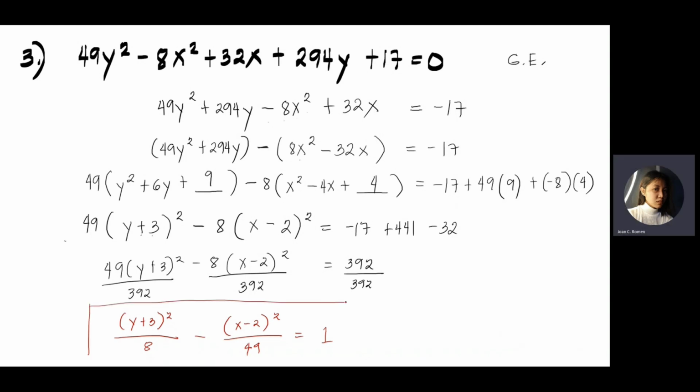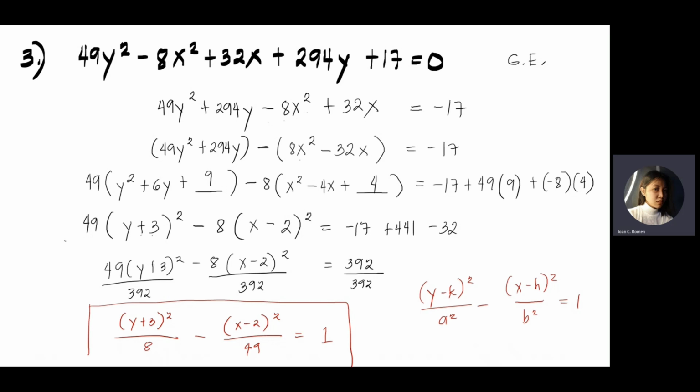So this is already the standard equation or the standard form of the equation of the hyperbola. Okay? So 1 na lang yung nasa right hand side and it is in the form of y minus k squared over a squared minus x minus h squared over b squared is equal to 1. Okay, so that is how we transform the general equation to standard equation of the hyperbola.